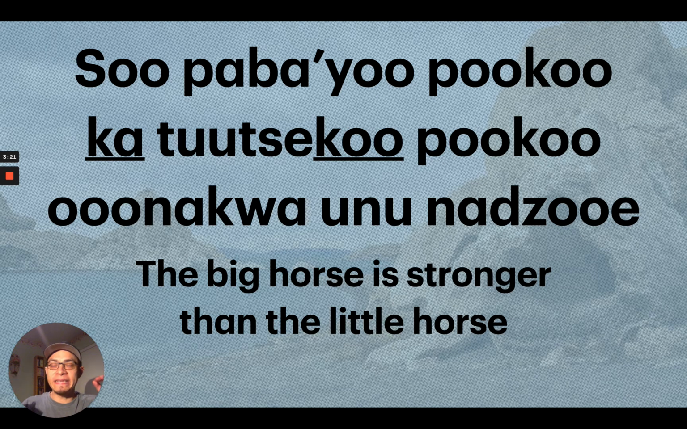So you have two things here, the big horse and a small horse. Unakwa ununadzui is stronger than. So the big horse is stronger than the little horse. I hope that made sense.